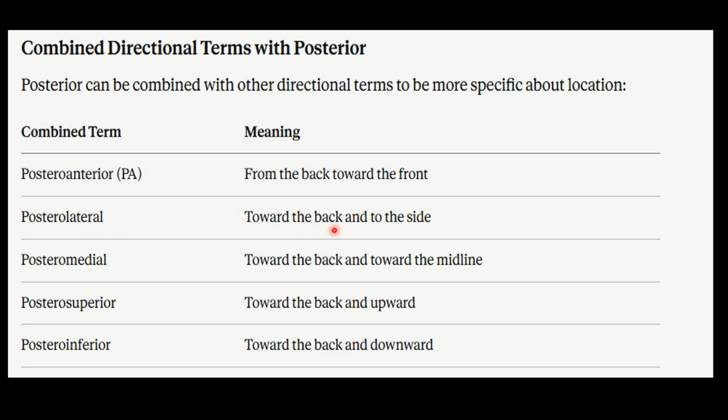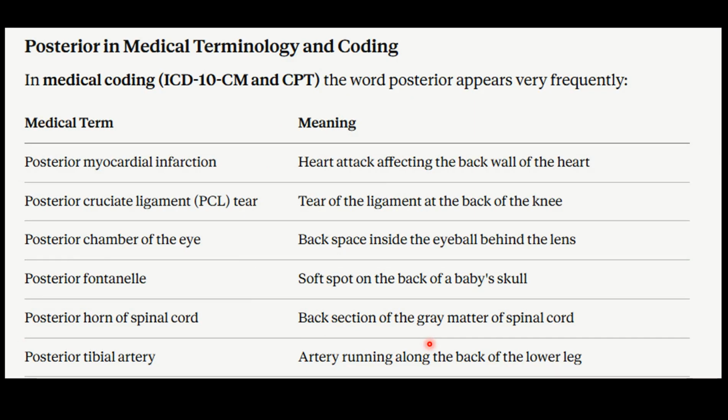Posterior-lateral, that means toward the back and to the side. Posterior-medial means posterior to the back towards the midline. Posterior-superior means toward the back and upward. Posterior-inferior means toward the back and downward. Clear? So I think now it is clear how it is used in combined terms. Similarly, anterior is also there, so that is also utilized. Okay, fine. Now I'll show you how it is utilized in medical terminology.